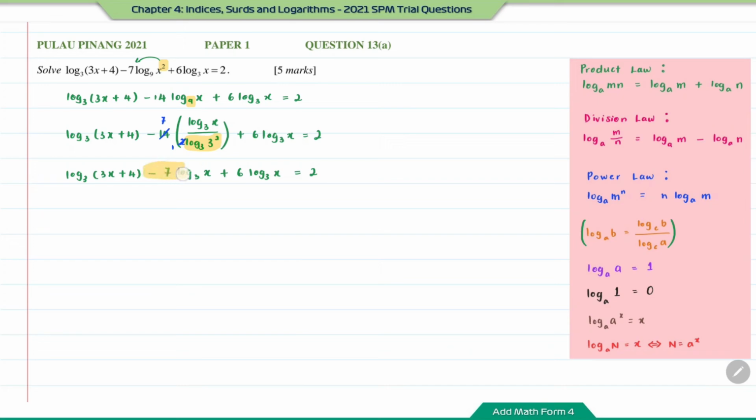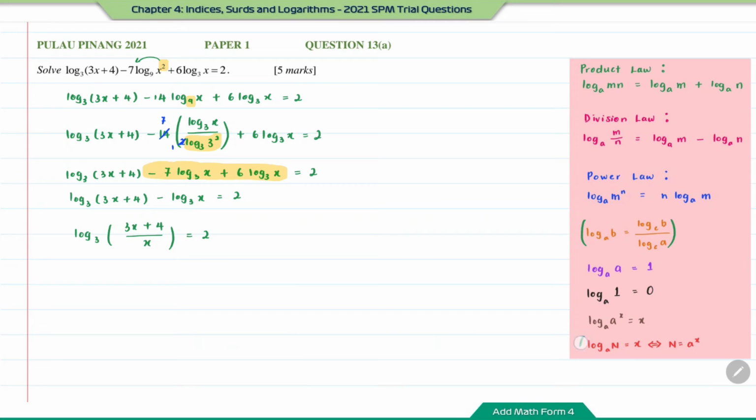So next we're going to solve for this part. So this is just like the like term, because you're having both terms with log base 3 of x. So when negative 7 plus 6, you're going to get negative 1. So I'm just going to write negative log base 3 of x here. So on the left hand side, using the division law, I can write it as log base 3 of (3x plus 4) divided by x equal to 2.